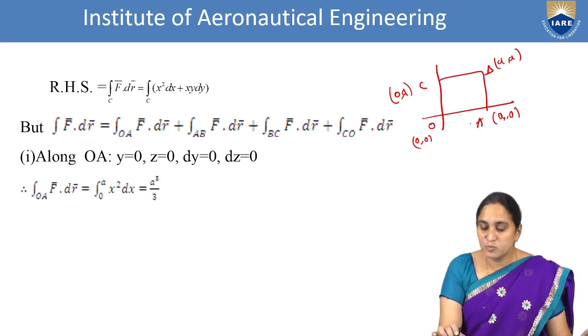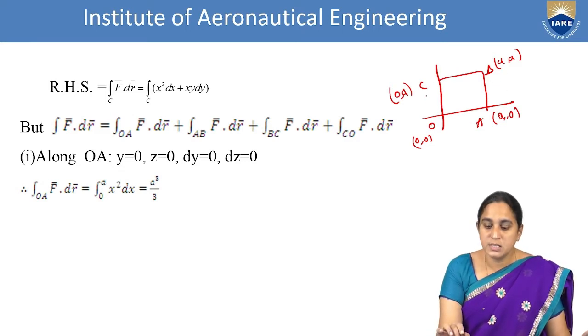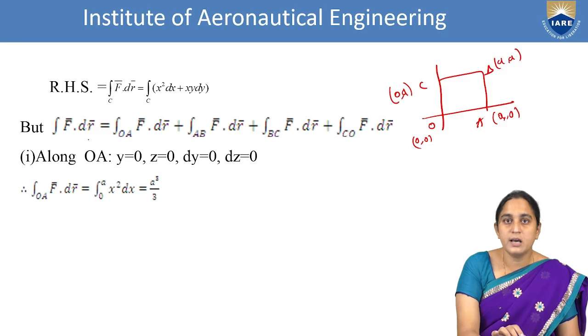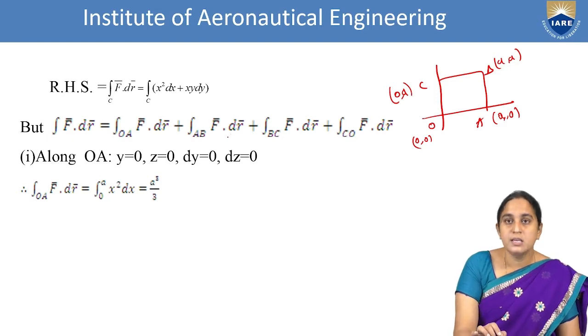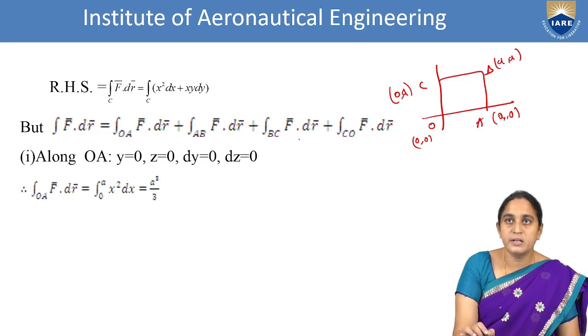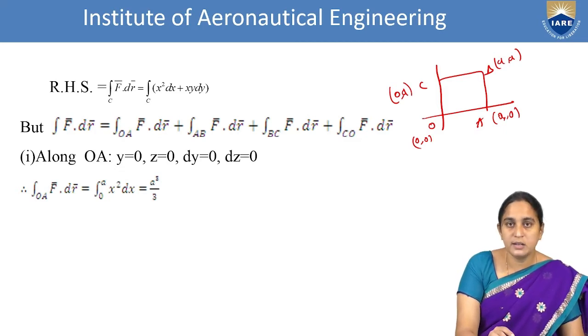The first line is OA, the second line is AB, the third line is BC and the fourth line is CO. Now, therefore, integral over C of F dot dr is equal to integral OA F dot dr plus integral AB F dot dr plus integral BC F dot dr plus integral CO F dot dr. Now I can calculate the line integral value for each line.